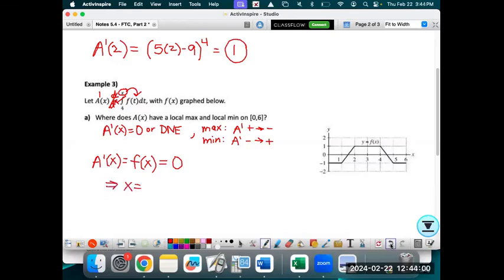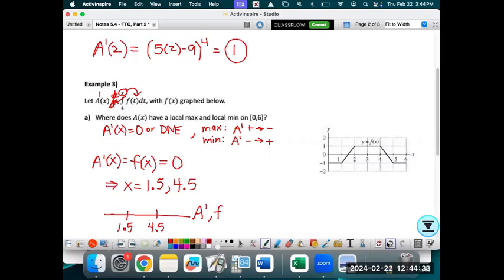And remember, local extrema cannot occur at endpoints. So we're not looking at 0 or 6. So it looks like our function equals 0 at 1.5 and at 4.5. So let's go ahead and make our first derivative number line, which is actually just our f number line. And go ahead and write down your f values around those points.